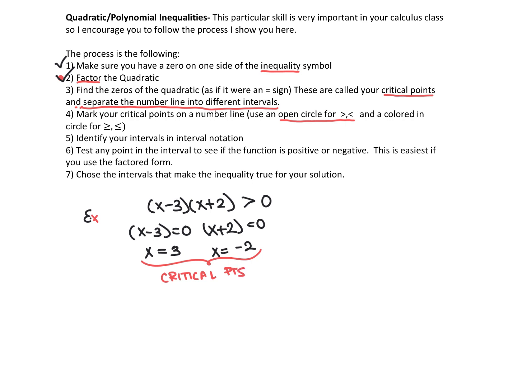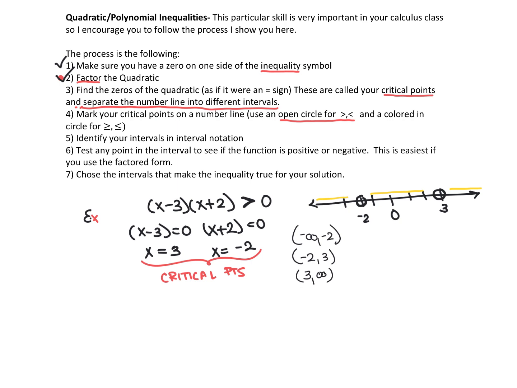So I'm going to put those two critical points on a number line. I've got 1, 2, 3, and I've got -2. Because it's strictly greater than, not equal to, we're going to put open circles on these. These two points separate the number line into basically 3 different intervals: negative infinity to -2, -2 to 3, and 3 to infinity.